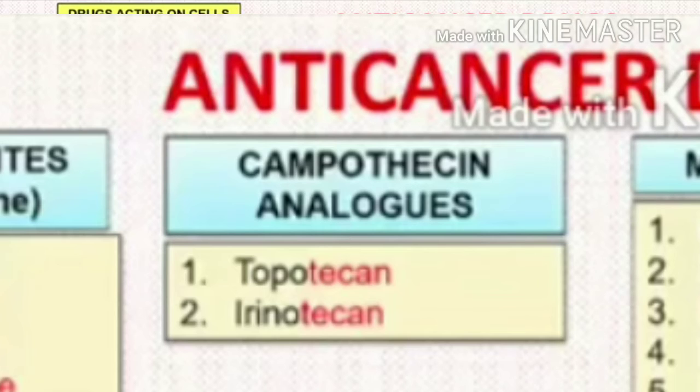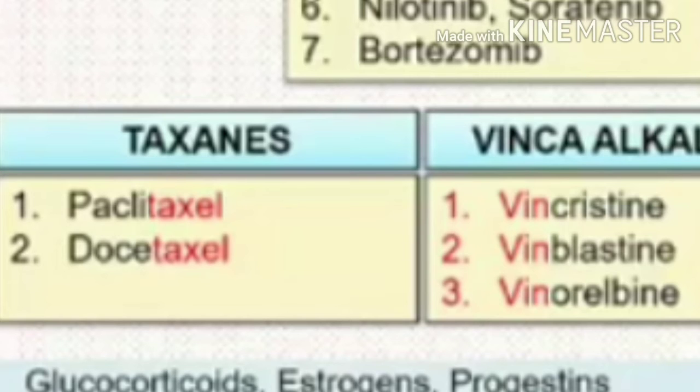Next, we will talk of two groups together, the taxanes and the vinca alkaloids. Both of these drugs have a similar mechanism of action, that is, both are microtubule inhibitors. In taxanes, we have paclitaxel and docetaxel. Again, taxanes and taxel sound similar, easy to remember.